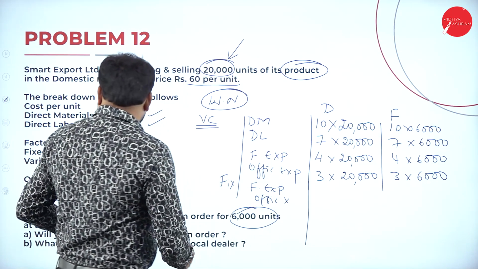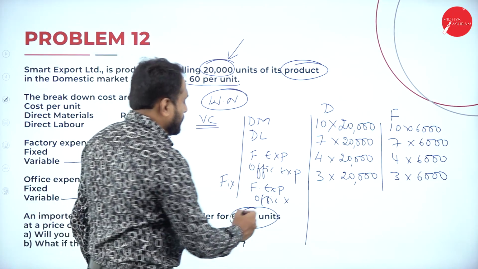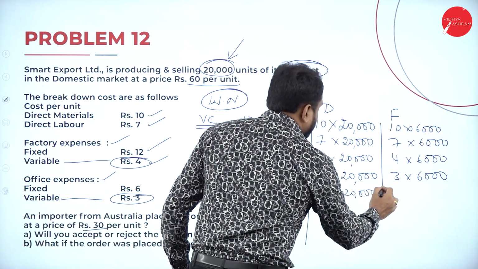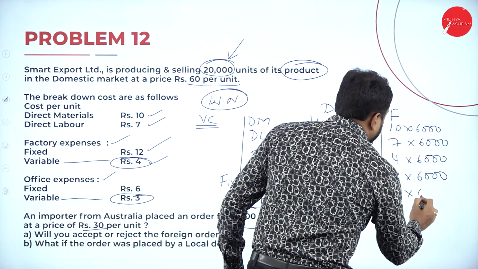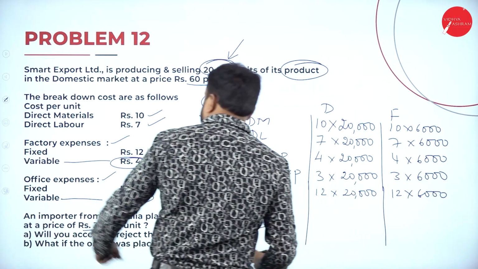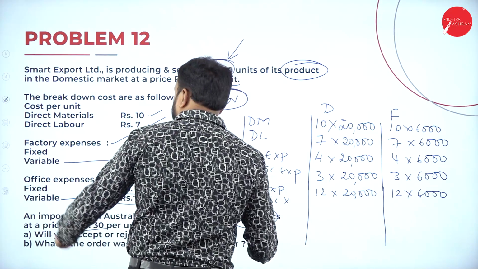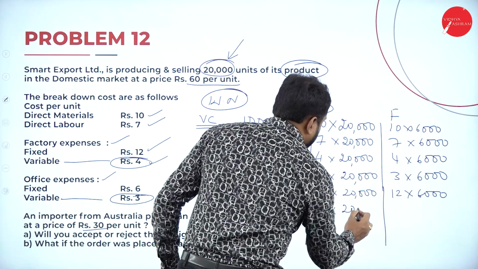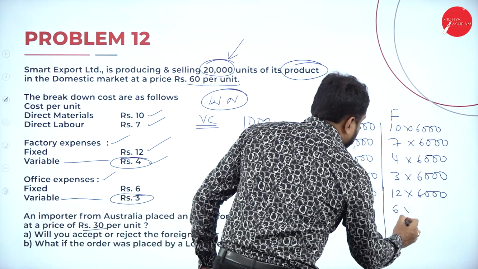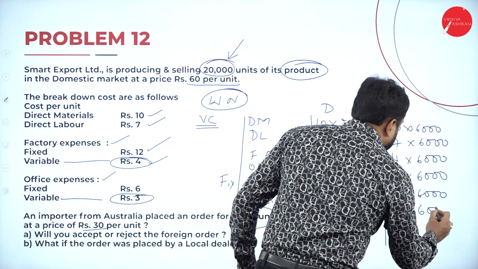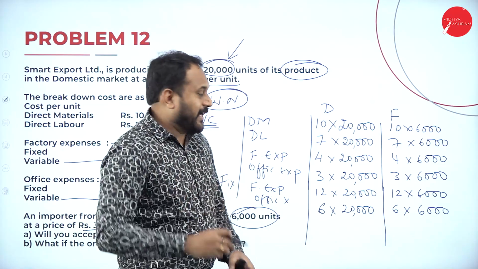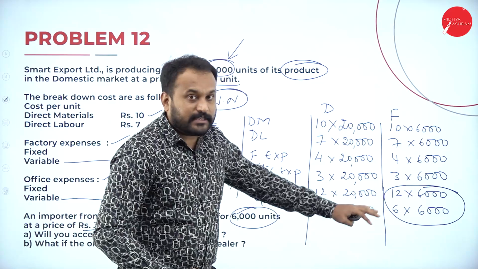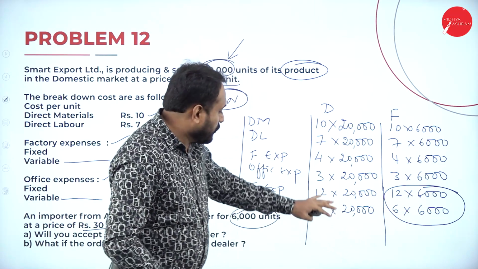Go with this. Now we have 12 here. So that means here 12 into 20,000 and here 12 into 6,000. Next we have office expenses. Here we have 6 into 20,000, 6 into 6,000. But just wait a minute. Don't solve this. I'll tell you, don't solve this. Don't write this anywhere. Only go with domestic.